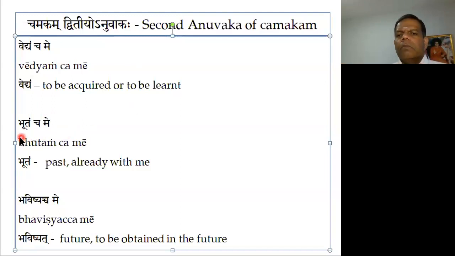The next mantra is Bhutam Chame. In terms of pronunciation, the first letter is Bhu, which is the fourth letter in the Pavarga. So that has to be aspirated. Okay, Bhutam Chame.